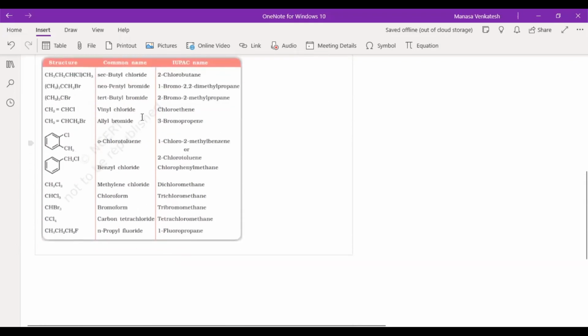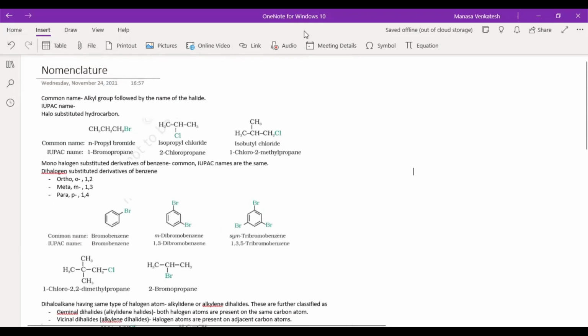Here in this table, you have some common as well as IUPAC names of these structures. So do go through it. The basic rules of the IUPAC nomenclature do get followed here as well. So if you are finding this difficult, I suggest you just brush up on that and then you can come to this.